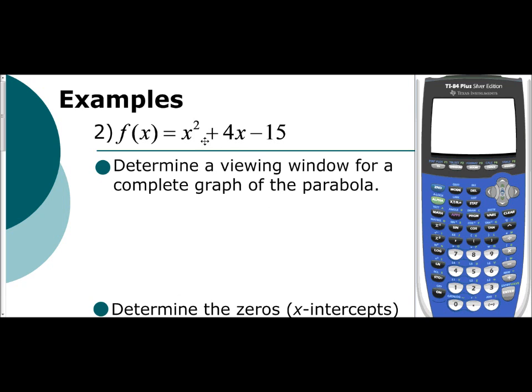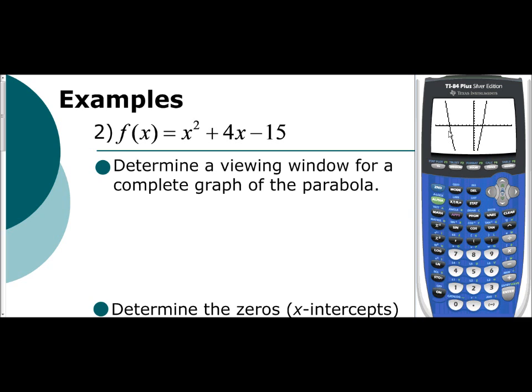We're going to input this function into our y equals. So y equals x squared plus 4x minus 15. So I have it in my y1. I don't know what my window size should be. This is a trial and error setup. So I'm going to hit graph.